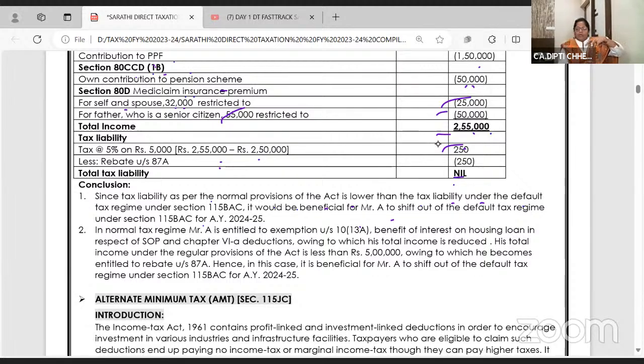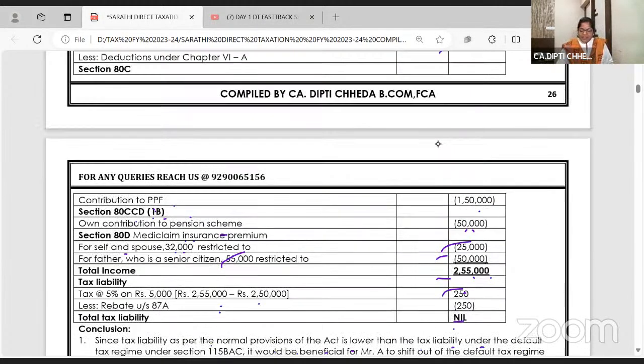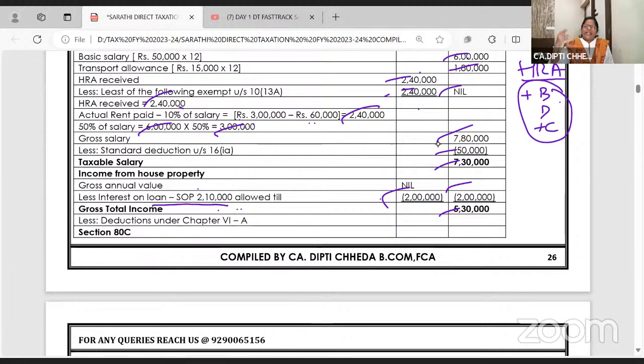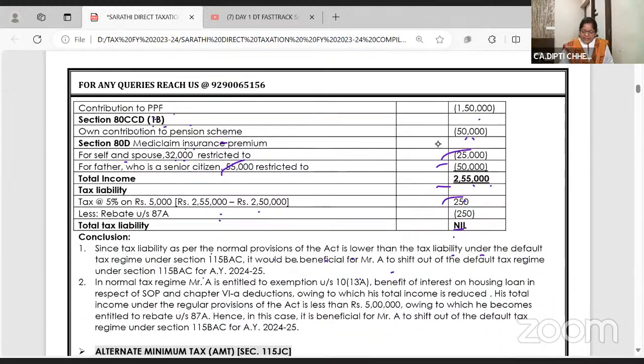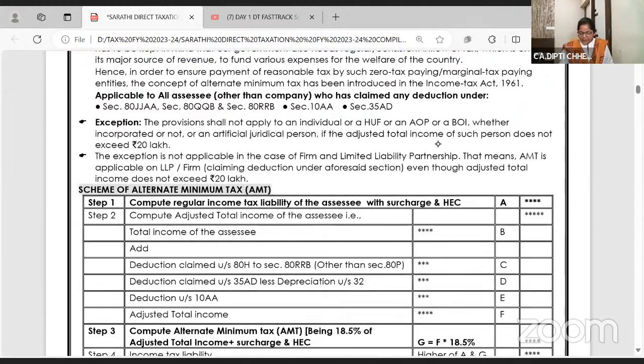This time he's opting out of the default tax regime. Next year, can he go for the default tax regime? Yes. Why? Because he's not having business income. If he's having business income, once he opts out, he cannot opt in. But he's not having business income, so he can. Okay, right.